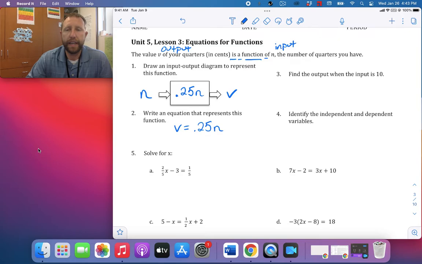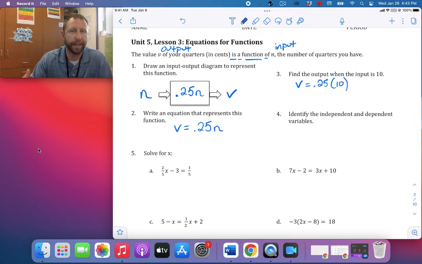For number 3, it says find the output when the input is 10. Well, now that I have this equation, that's pretty easy. I know the input is represented by n, the number of quarters. So they're saying when you have 10 quarters, how much is that worth? So v is equal to 0.25 times 10.